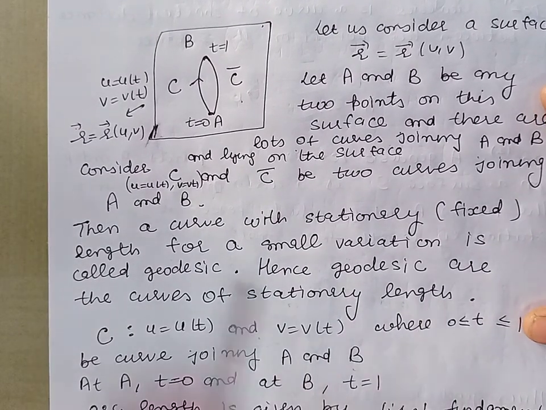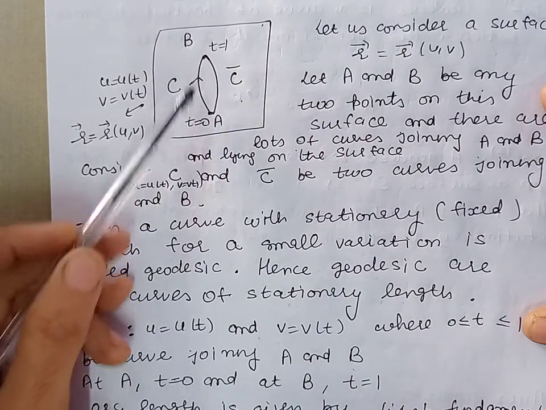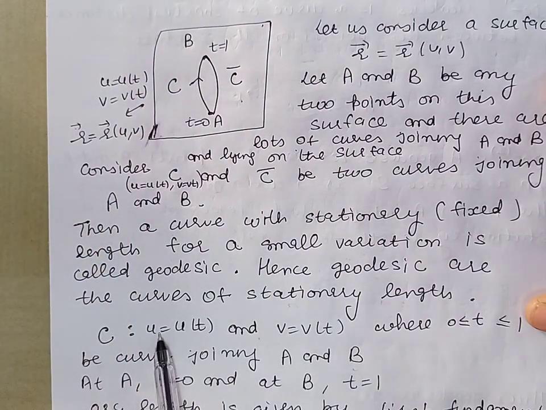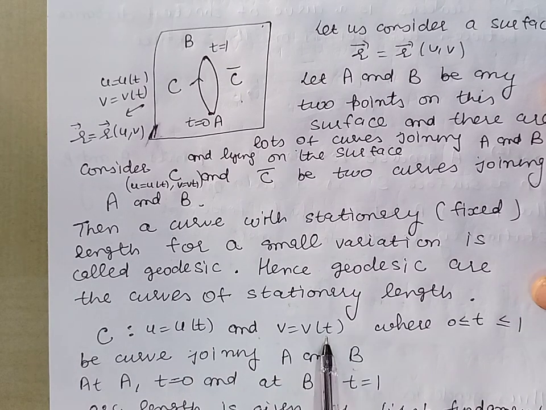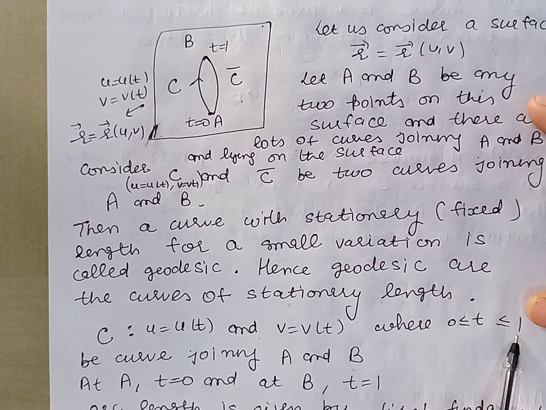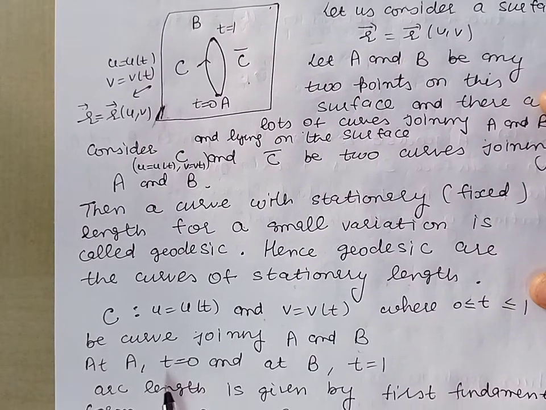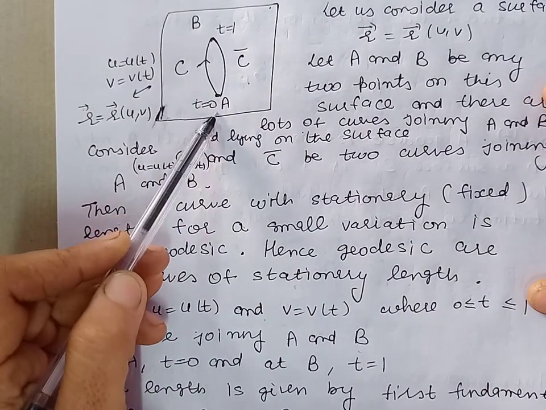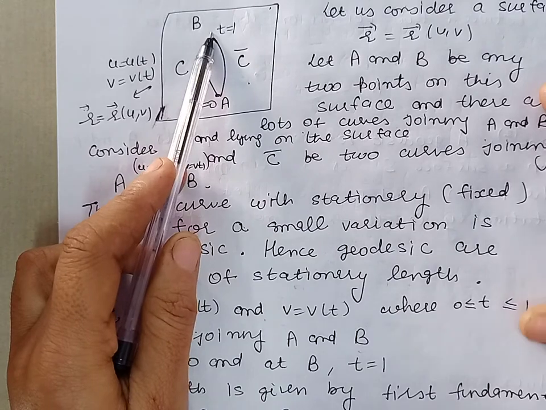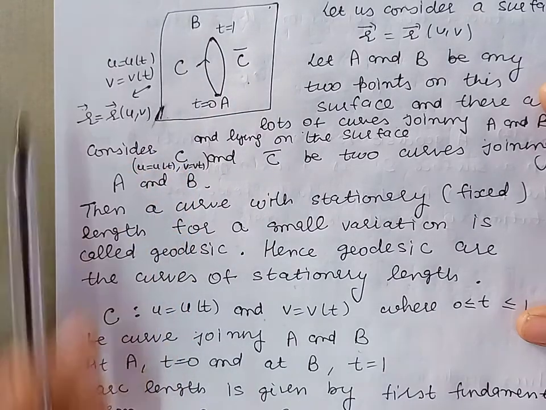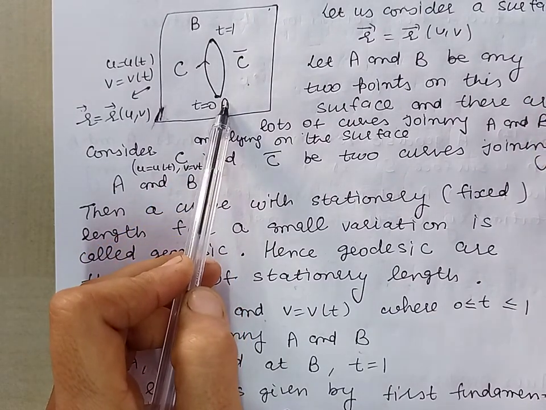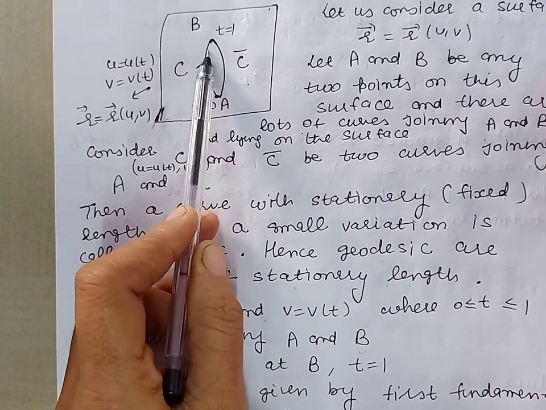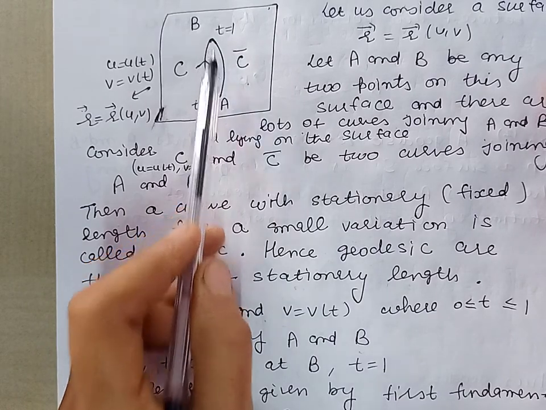So let us consider the curve C joining the points A and B, denoted by u as a function of t and v as a function of t. Let t vary from 0 to 1. At the point A the value of t is 0, and at the point B the value of t is 1. And the curve C bar is another curve joining the points A and B for small variations.